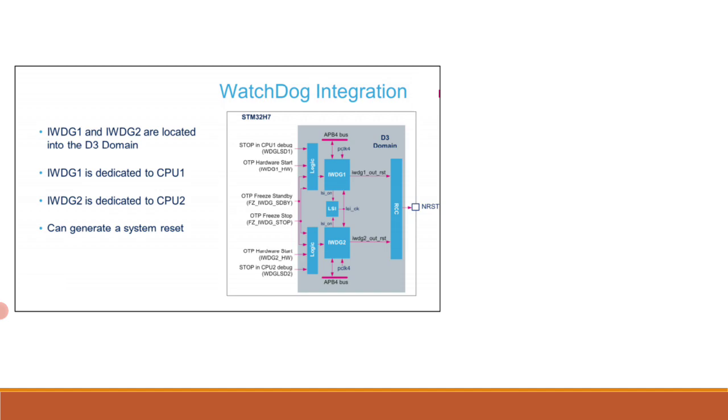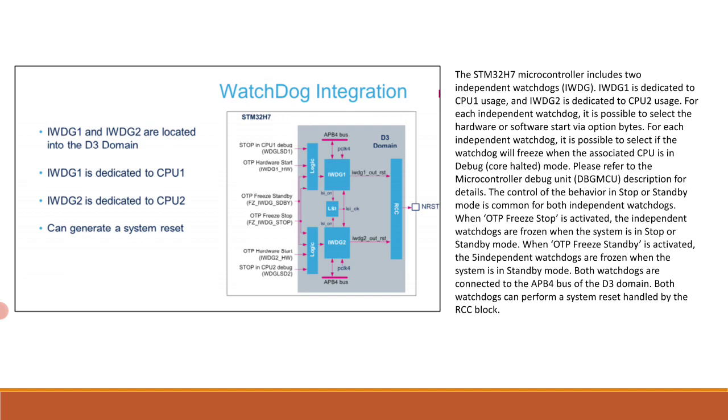Both watchdogs are connected to the APB4 bus of the D3 domain. In this picture you can clearly see that both watchdogs can perform a system reset handled by the RCC block. After this, let's look at a functional description with a diagram which illustrates how the independent watchdog timer operates.